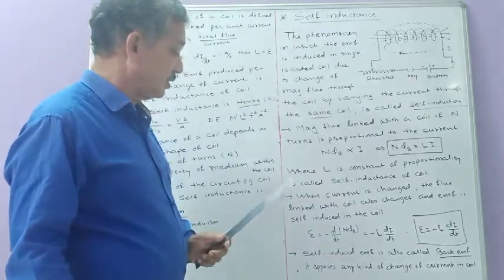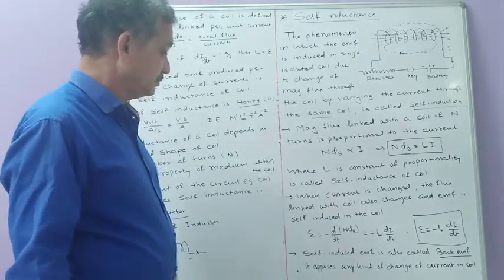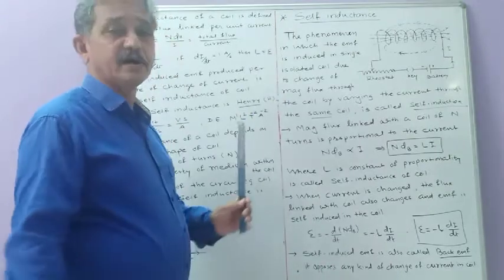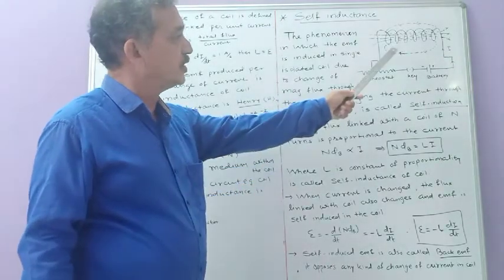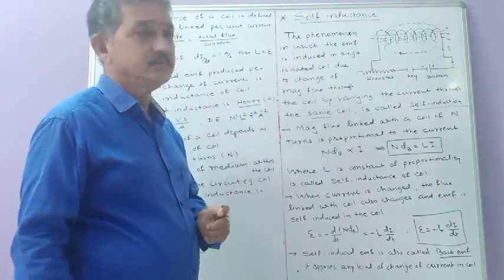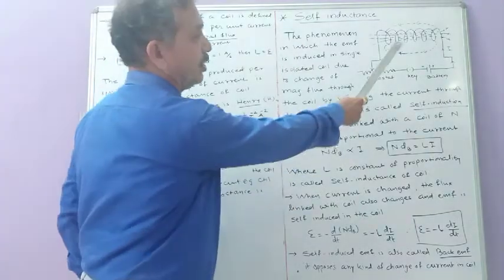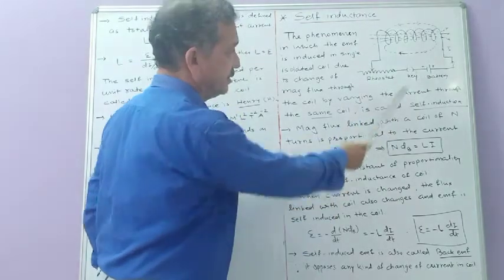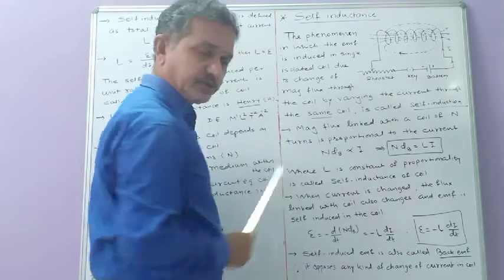So here a question can be asked like this one: write a short note on self inductance. As you can see, this is a diagram. This is one conducting coil connected with a battery, key and rheostat.